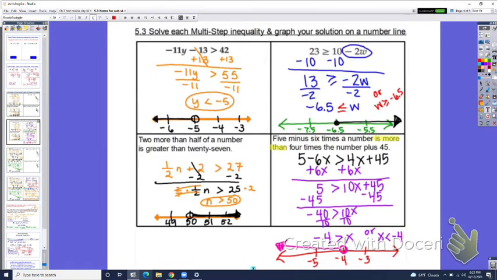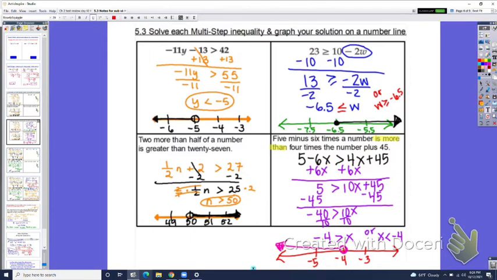So the one with 23 is greater than 10 minus 2w. That is a two-step. So first subtract 10 on both sides, then divide by a -2. So you can leave it as 13 over -2, or you can change it to a decimal, which is -6.5. The sign will flip here because we divided by a negative. When you graph this, it's a closed circle on -6.5, and it should be pointing to the right.